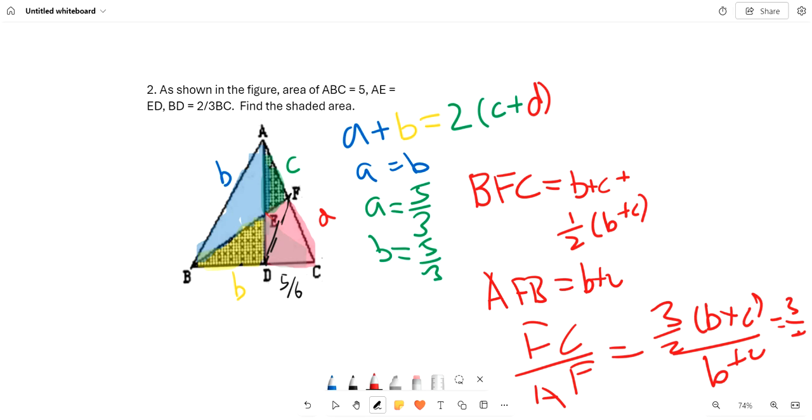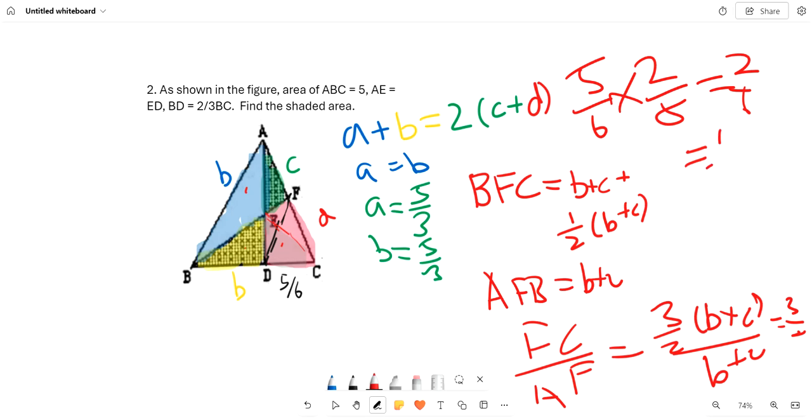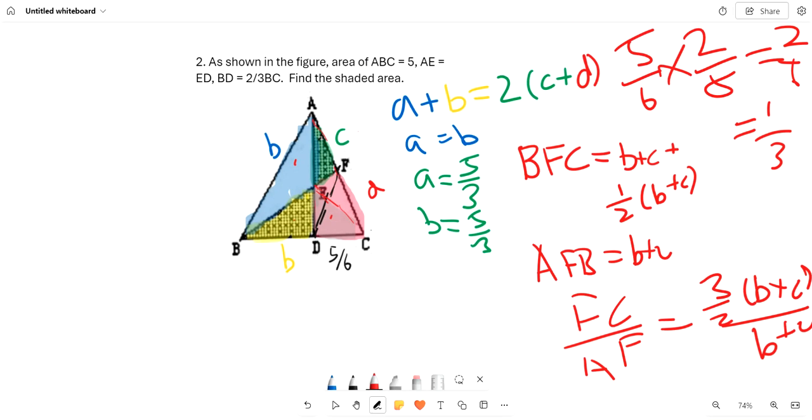And we also know that the combined area of FEC is just 5 over 6, because this is 5 over 6, and this is 5 over 6, and then AEC is 5 over 6. So 5 over 6 times 2 over 5 equals 2 over 6, or 1 over 3. And so 1 over 3 is the area of AFE, because the proportion of this to this is 2 to 3, so the areas are 2 to 3 because they have the same height.